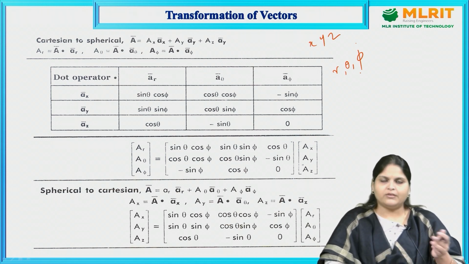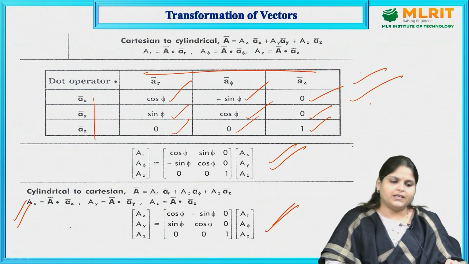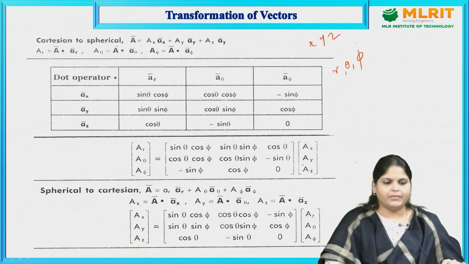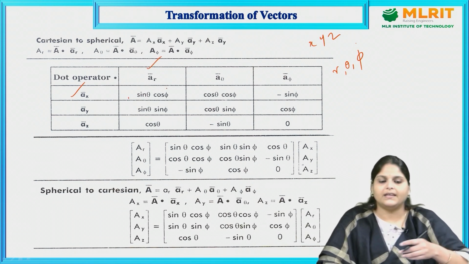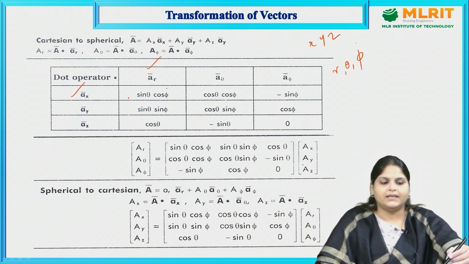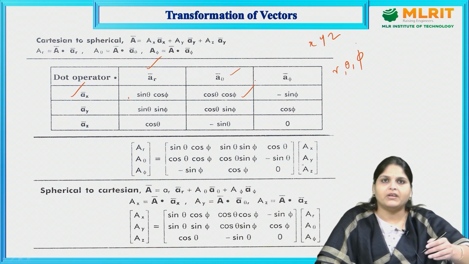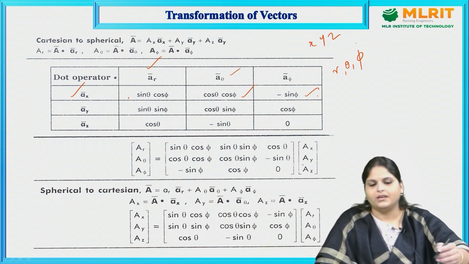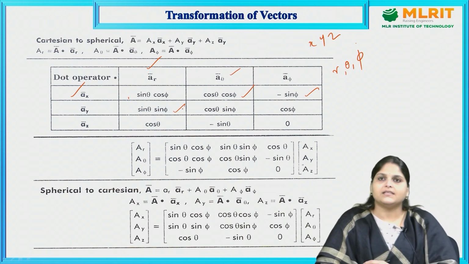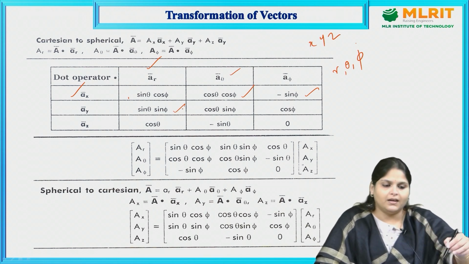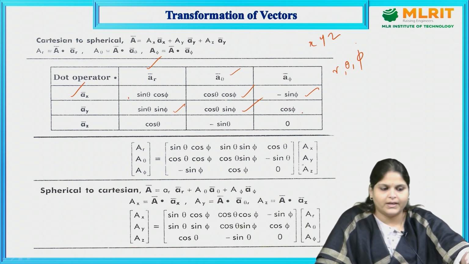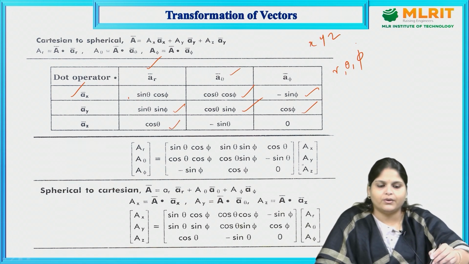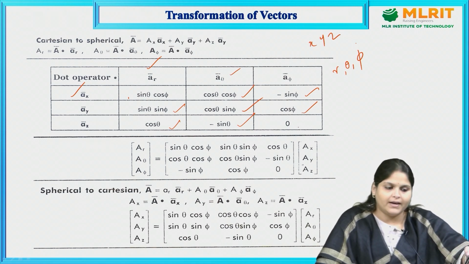So when you solve by using the same method which we have seen in the previous slide, by using the same concept, you can find the angles. Between ax and ar, you will get sin theta cos phi. Between ax and a theta, you will get cos theta cos phi. Between ax and a phi, you will get minus sin phi. Between ay and ar, you will get sin theta sin phi. Between ay and a theta, you get cos theta sin phi. And between ay and a phi, we get cos phi. Between az and ar, cos theta. Between az and a theta, minus sin theta. And between az and a phi, it's 0.